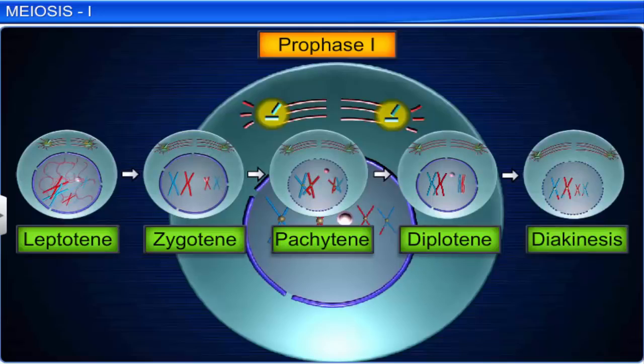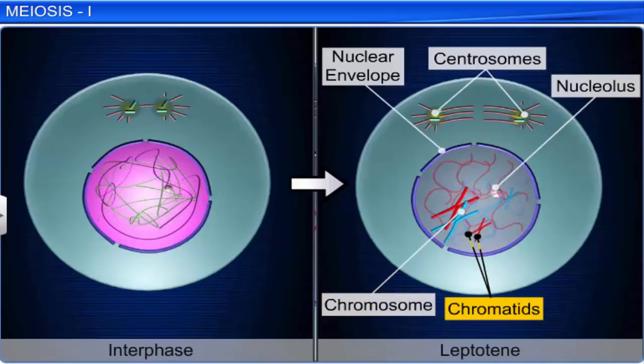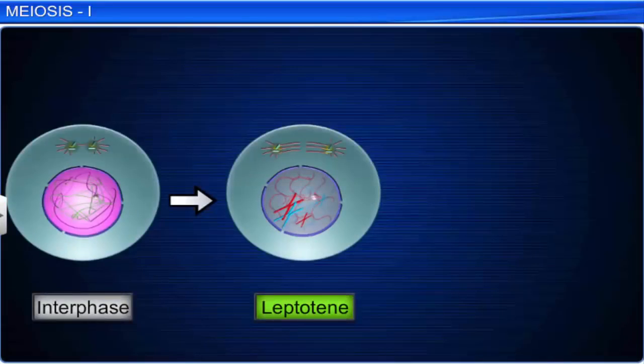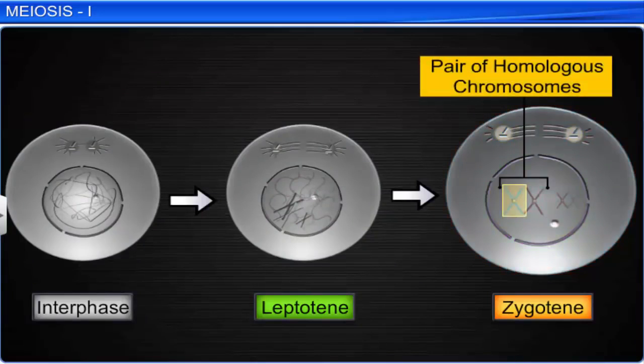All through the leptotene stage, compaction of chromosomes continues and they gradually become visible under a microscope. As the DNA has already duplicated, each chromosome consists of 2 chromatids. In the next stage, that is, the zygotene stage, homologous chromosomes, one from the paternal set and one from the maternal set, get attracted to each other and form pairs. This pairing is called synapsis.